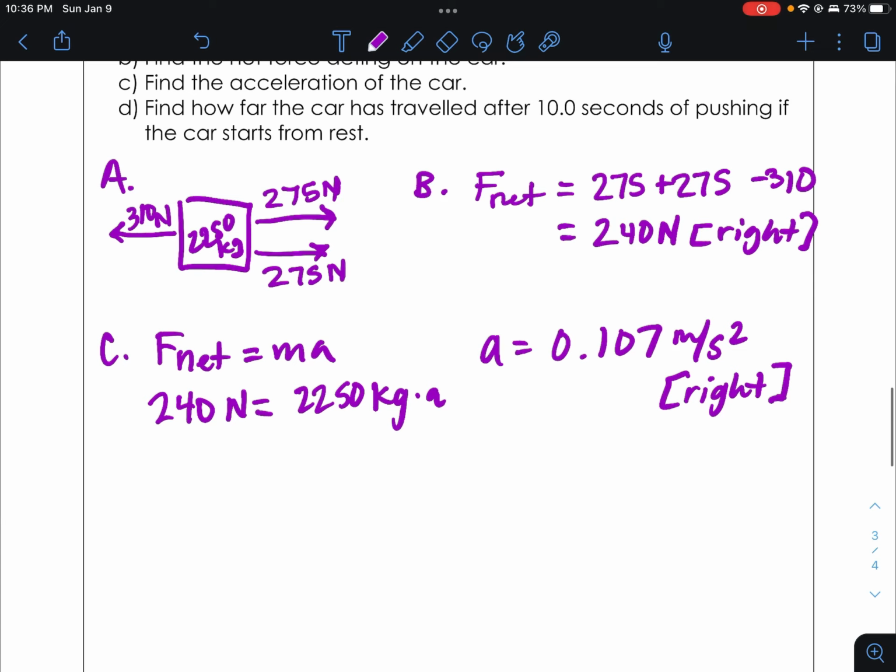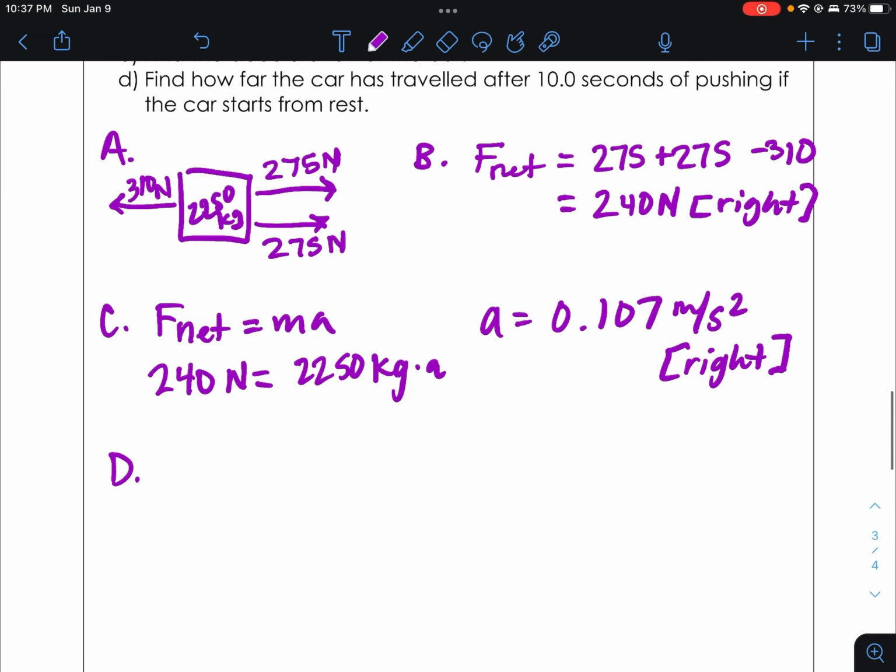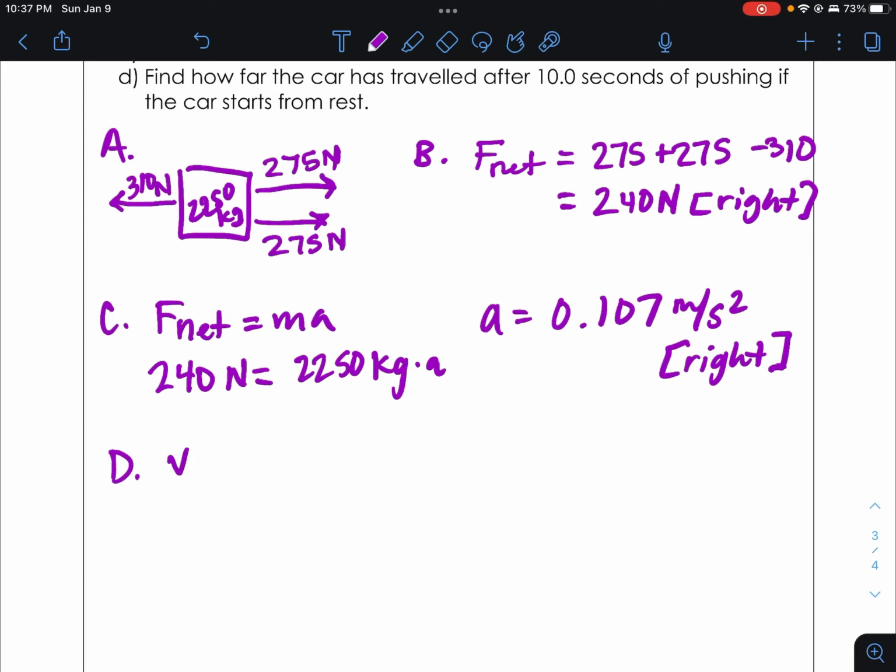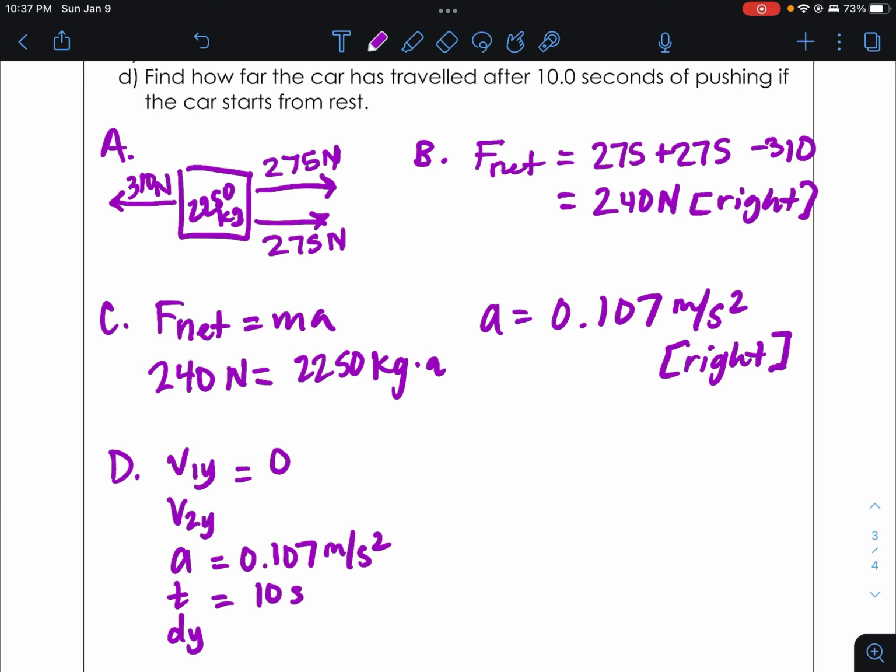And then D is asking for how far the car has traveled after 10 seconds of pushing if the car starts from rest. This is just a Big 5 question review from last semester, so I'm going to make my list just like I did last semester. V1y, it says it starts from rest. We found the acceleration to be 0.107. And the time is 10 seconds. I want to know d. So I'm going to use d equals v1y t plus 1/2 at squared. v1y is 0, so that crosses off.